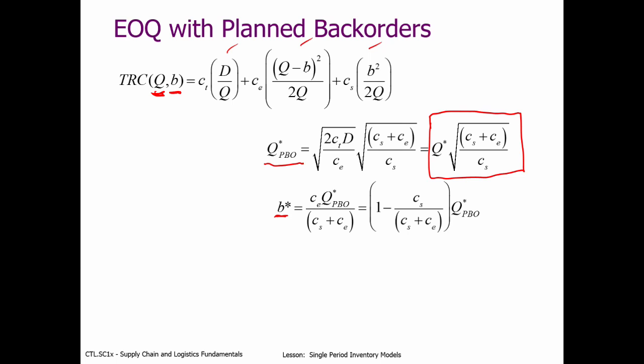And so we're saying that the new Q star PBO is going to be equal to the old Q star, which is the optimal quantity, the EOQ when back orders were not allowed, times the square root of CS plus CE over CS, which is just the ratio of the sum of the excess and shortage cost divided by the shortage cost. The B star is going to be equal to the Q star PBO times 1 minus that ratio of CS over CS plus CE.